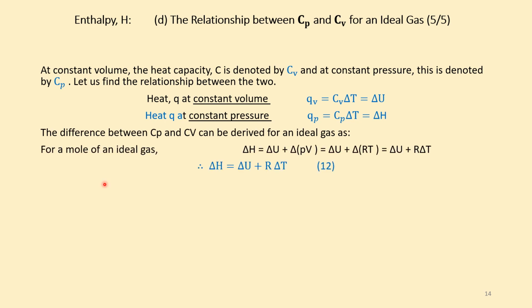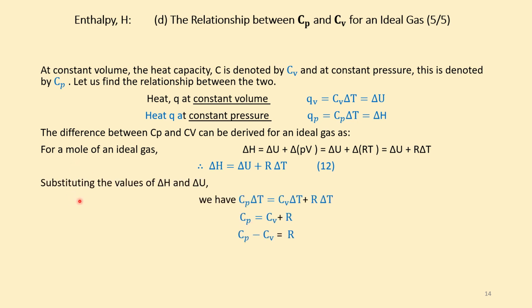Therefore, the difference between Cp and Cv can be derived from the ideal gas equation. For a mole of ideal gas, delta H is equal to delta U plus delta of PV. That is equal to delta U plus delta of RT. That is delta U plus R into delta T. Therefore, delta H is equal to delta U plus R into delta T. Let it be an equation.